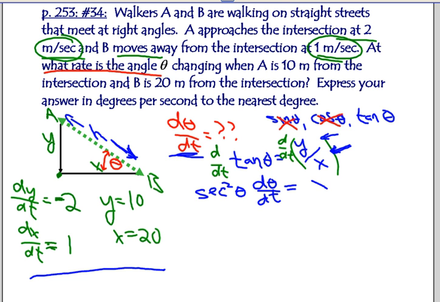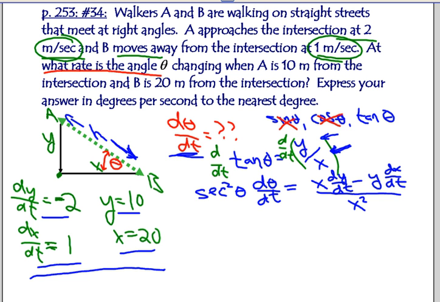So I've got ho d high minus high d ho, all over ho squared. And now we are essentially done with this problem. We know what x is. We know what y is. We know dy dt. We know dx dt. The one thing we're still looking for is a secant squared of theta. But we'll come back here and remind ourselves, give ourselves a little more room maybe.